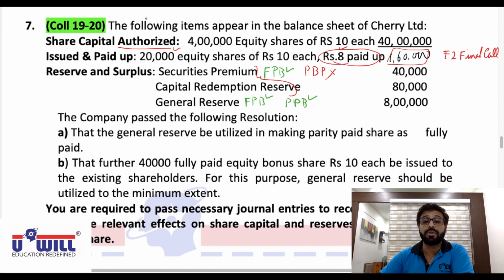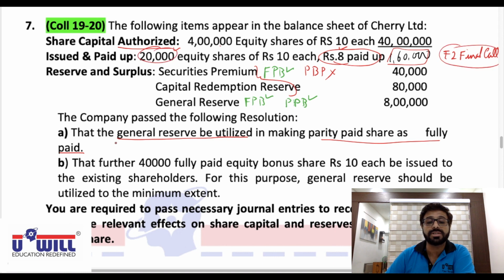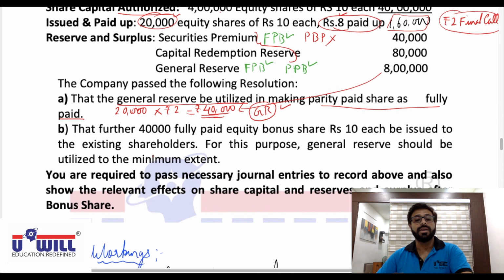The company passed the following resolution, that the general reserve be utilized in making partly paid shares fully paid. So there are 20,000 shares and 2 rupees of final call we will give in bonus. So 20,000 into 2, the partly paid bonus amount will come to 40,000 rupees, and that we have to give from general reserve, because security premium and capital redemption reserve cannot be used for partly paid bonus.